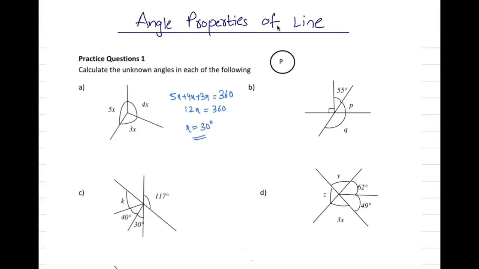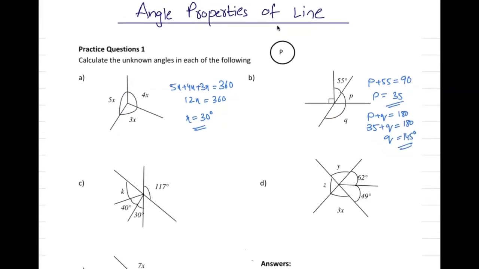Okay, now the value of P. This 55 and angle P are complementary angles. So P plus 55 must be equal to 90 degrees. So P must be 90 minus 55, that is 35. P and Q are supplementary angles, angles in a straight line, 180 degrees. So P plus Q must be equal to 180 degrees. So if P is 35, Q is going to be 180 minus 35, that is 145 degrees.